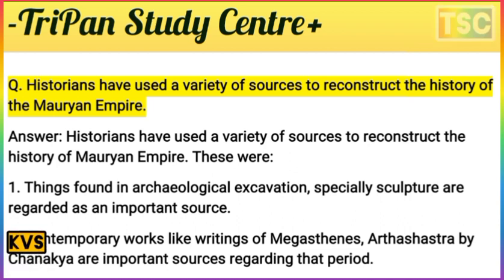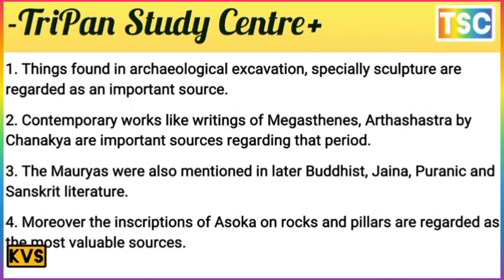The contemporary works like the writings of Megasthenes and the Arthashastra by Chanakya are important sources regarding that period here. The Mauryas are also mentioned in the later Buddhist, Jain, Puranic and Sanskrit literature. You know that is important.